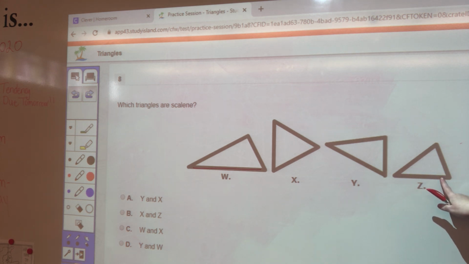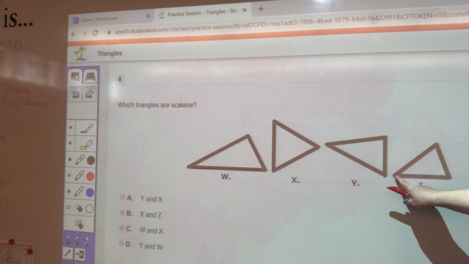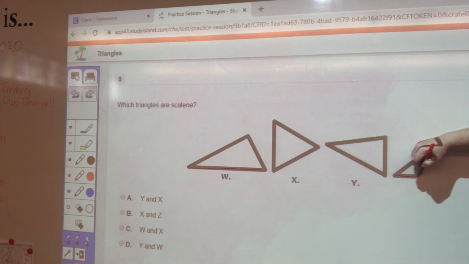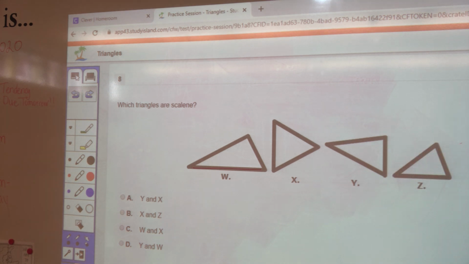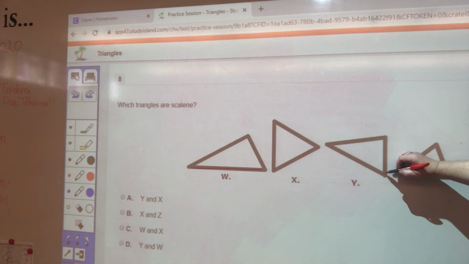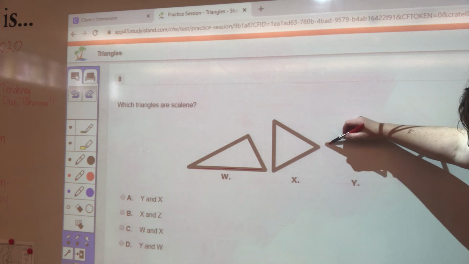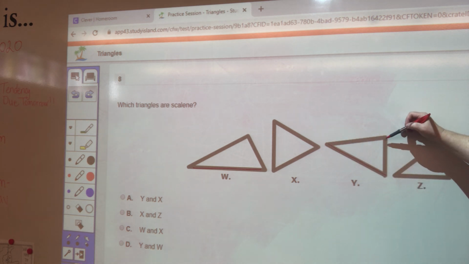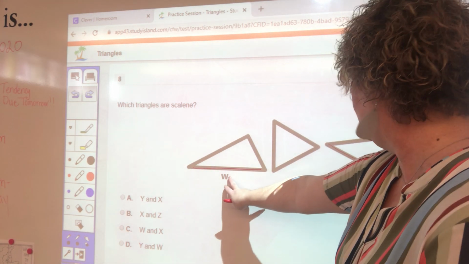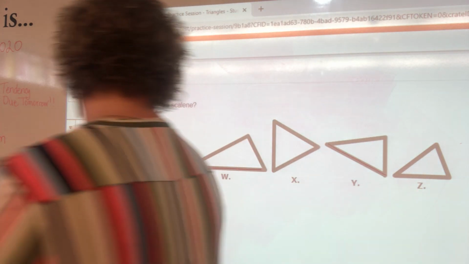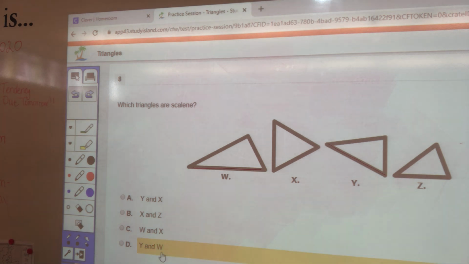Oh my gosh, I don't know. This and this, that's isosceles because both of those are the same. So I think it's either W or Y. See, this side looks longer to me. Oh, so I got two choices. Okay, well good. W and Y, I think, are the choices. W and Y is letter D.